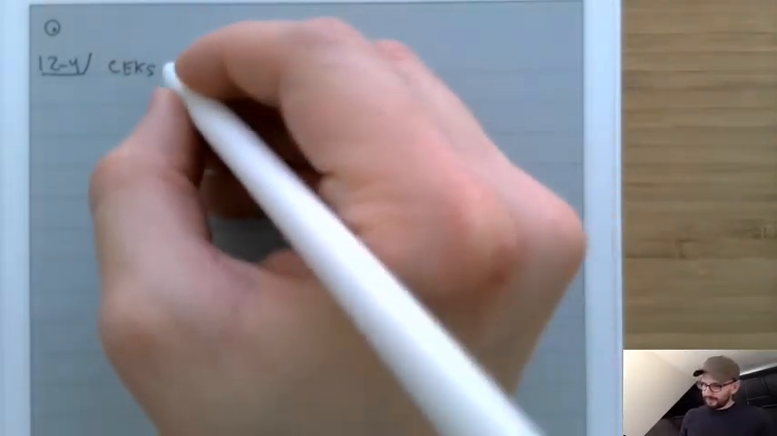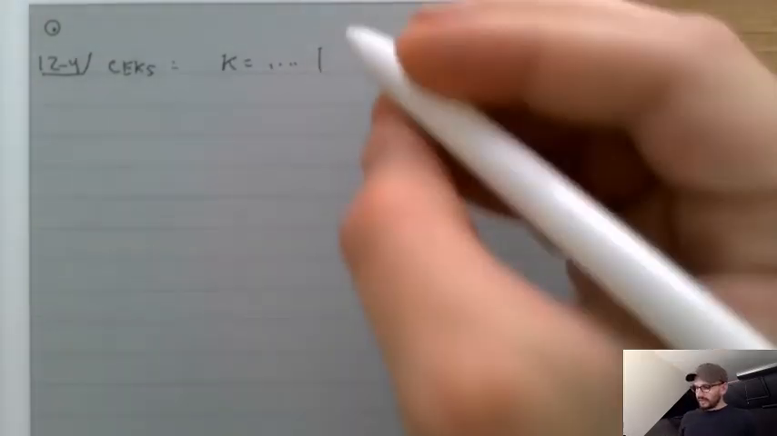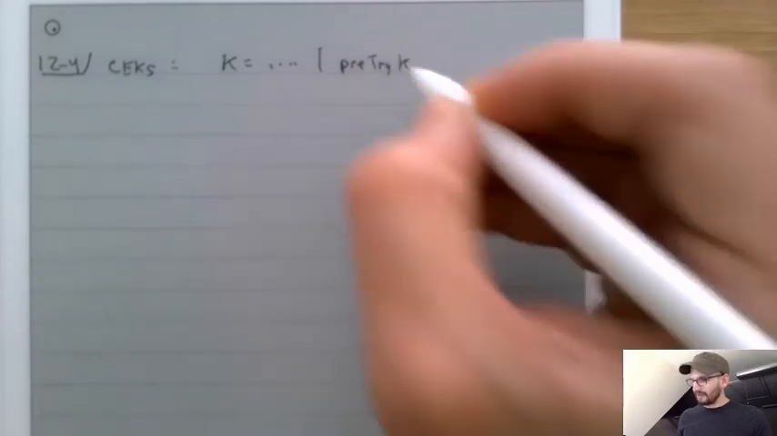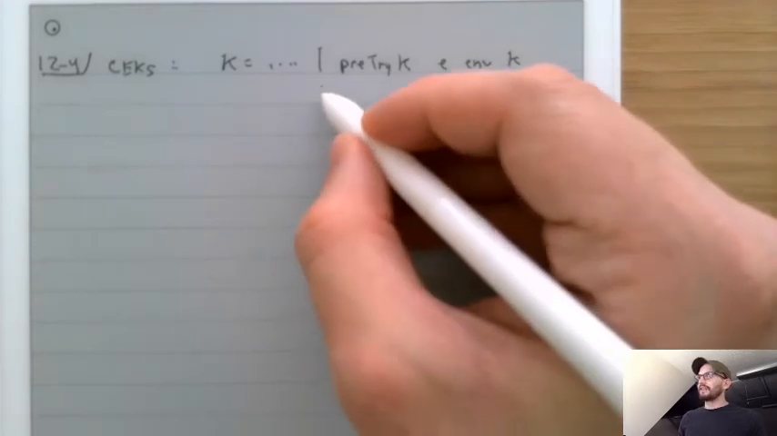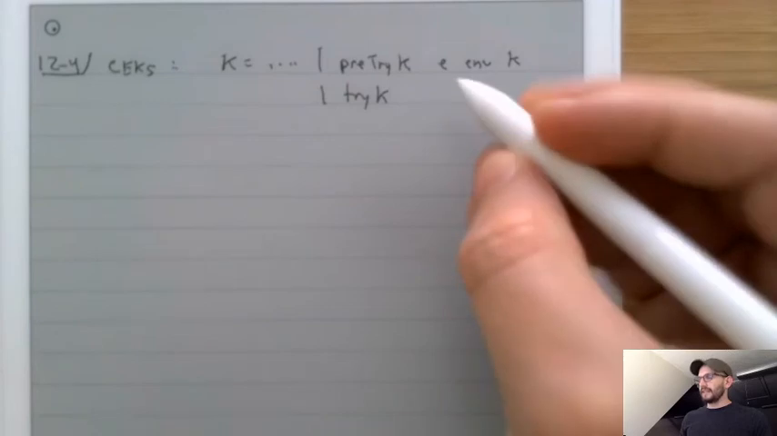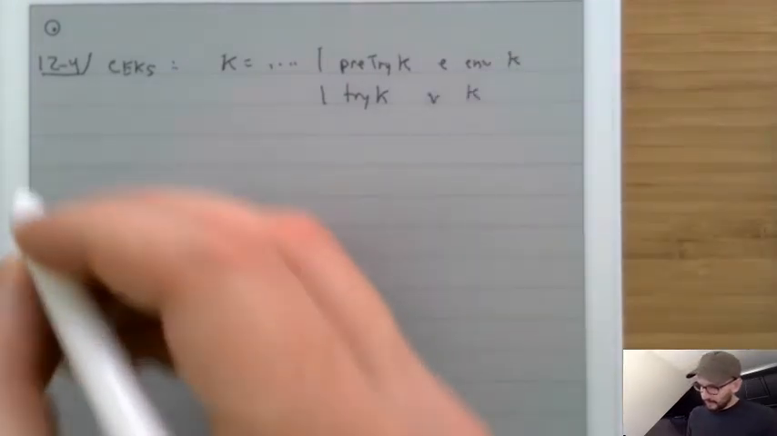And CEK 5 is going to have abort, try and catch, and throw. And here's what we're going to do. We're going to update our K component so it has two new kinds of continuations. One is going to be called a pre-try K, and it's going to have an E and an environment and a K. And then it's also going to have a try K, and it's going to have a value and a K. All right, and here are the rules.